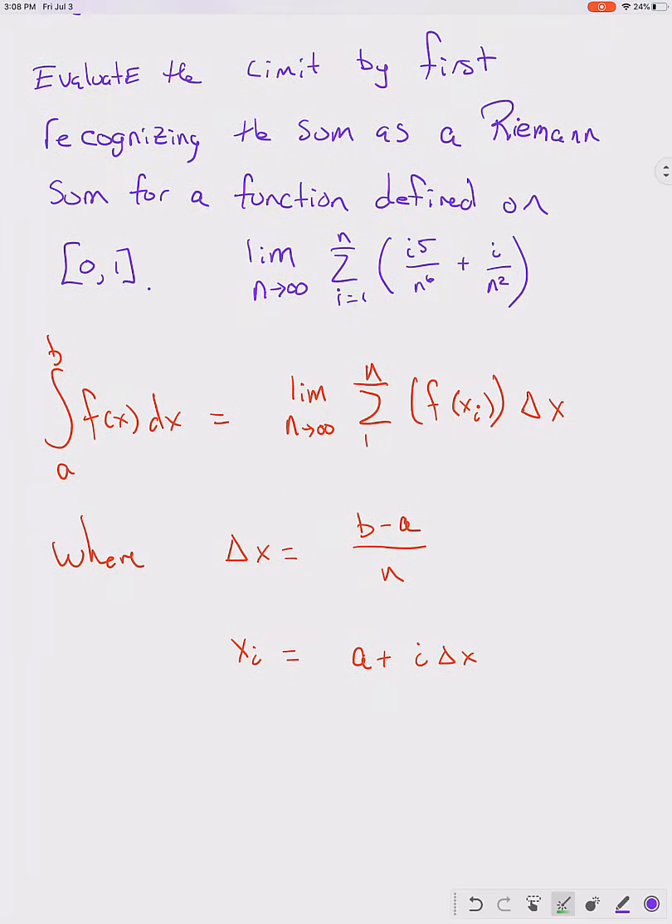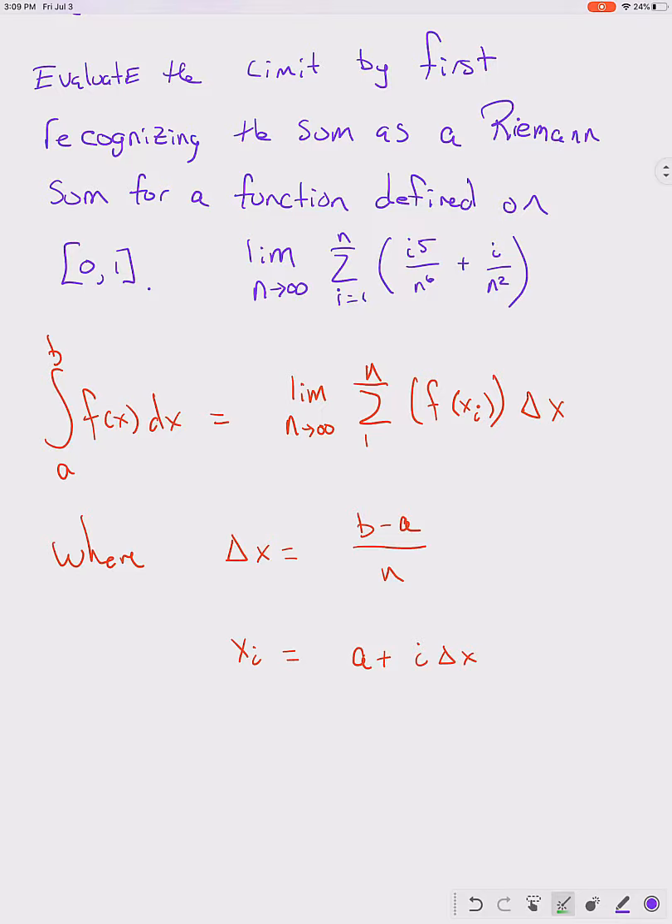The instructions are to evaluate the limit by first recognizing the sum as a Riemann sum for the defined function on the interval from 0 to 1, including 0 and 1. The question is: the limit as n approaches infinity of the summation from i equals 1 to n of i to the fifth divided by n to the sixth, plus i over n squared.